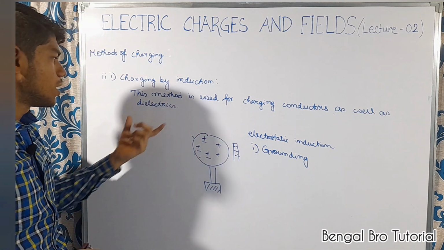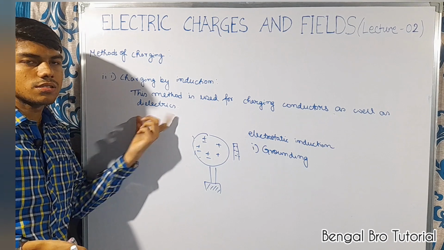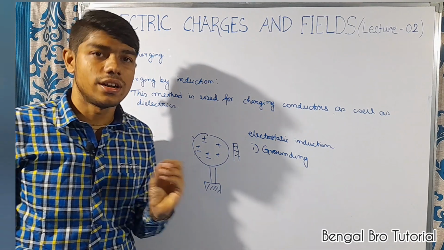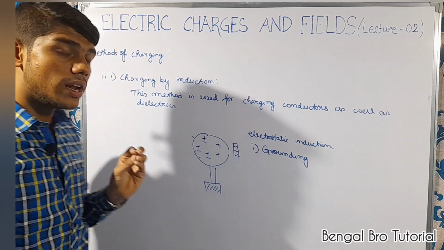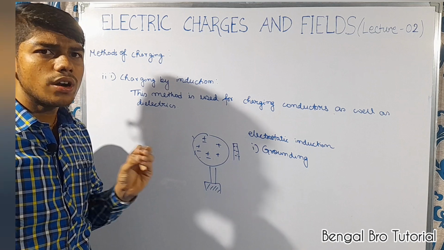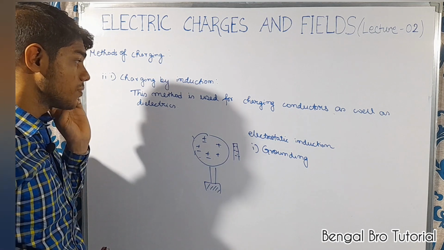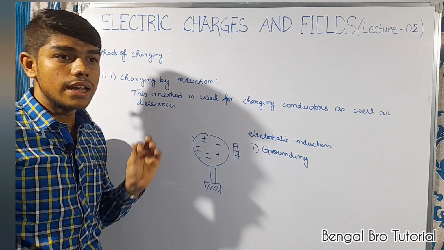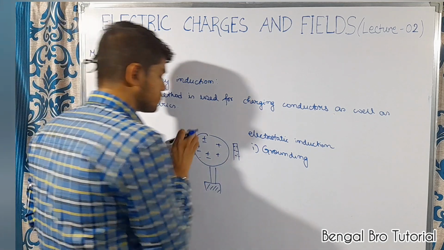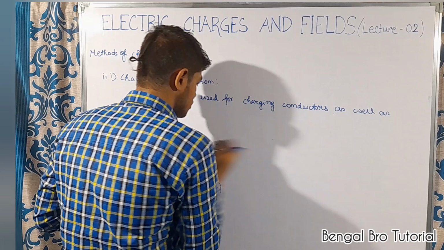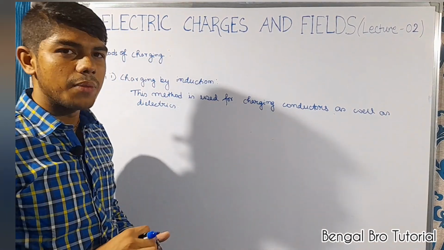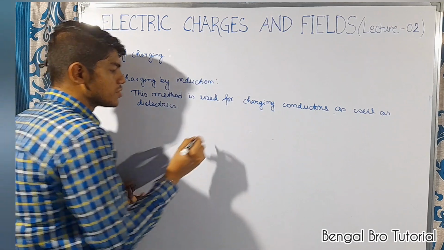Now we will look at dielectrics. What are dielectrics exactly? These are insulators that do not have free charges, that do not have free electrons, but they can exert electrostatic force on each other. Examples of dielectrics are glass, rubber. These are some examples of dielectrics.